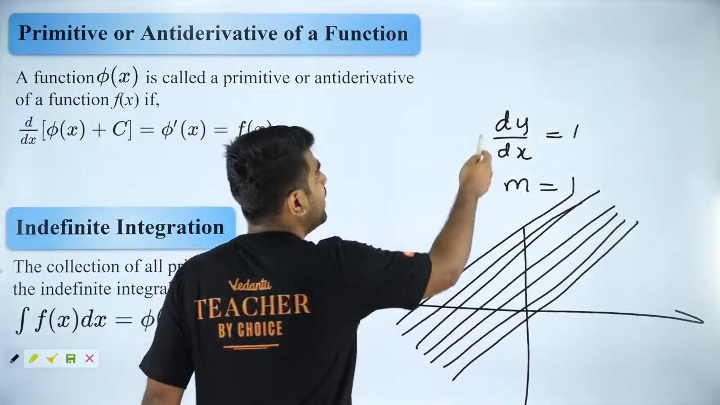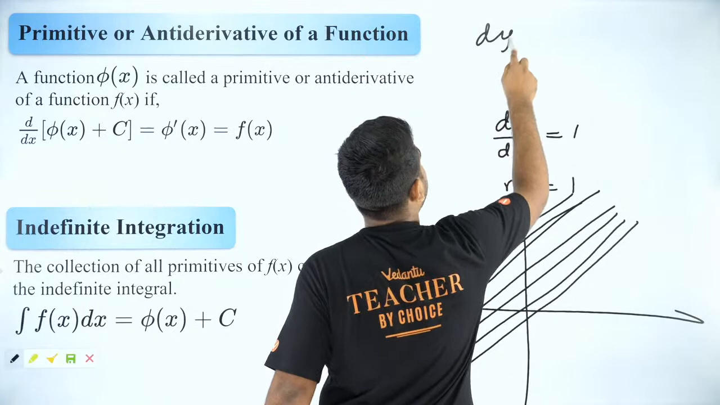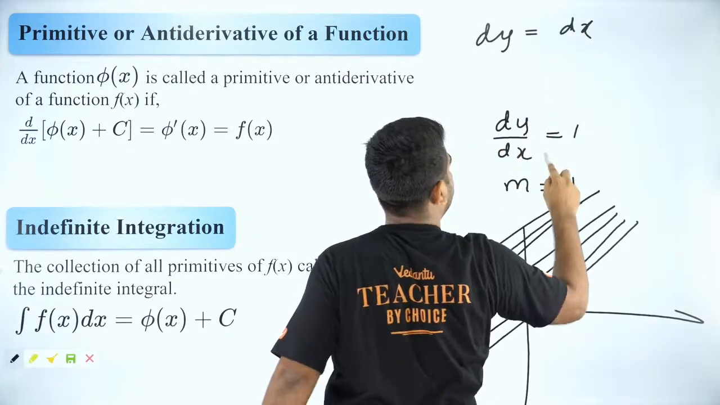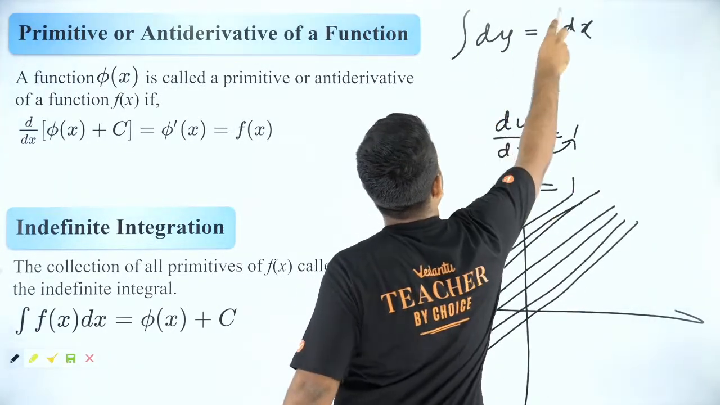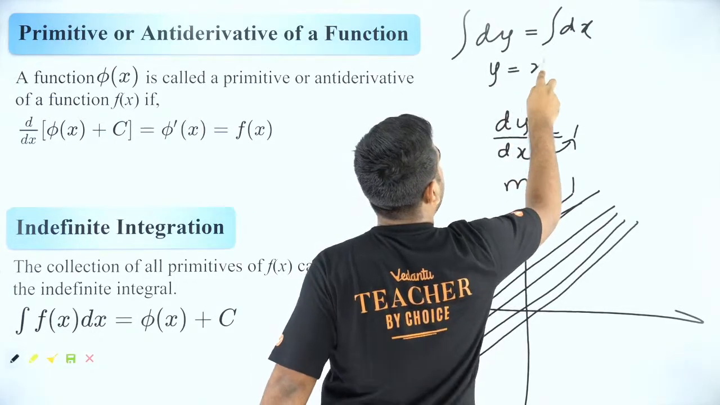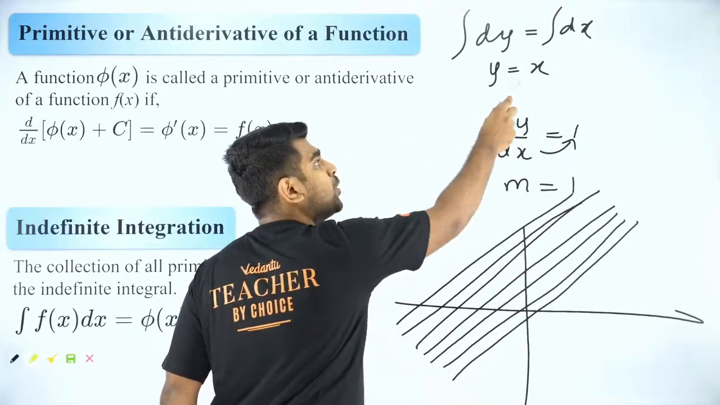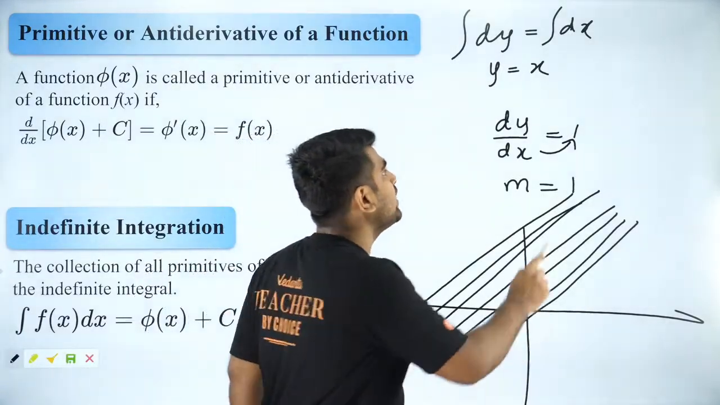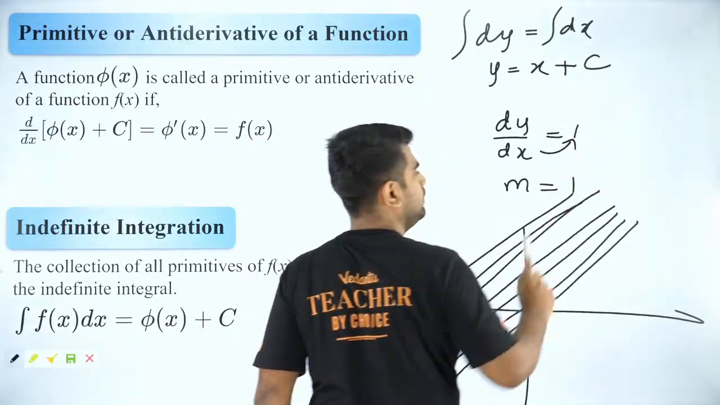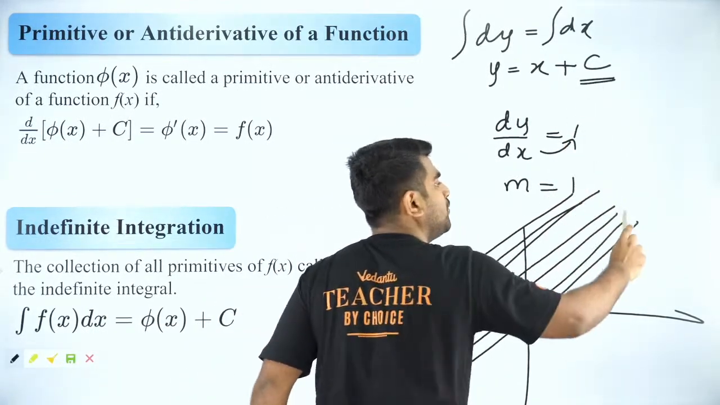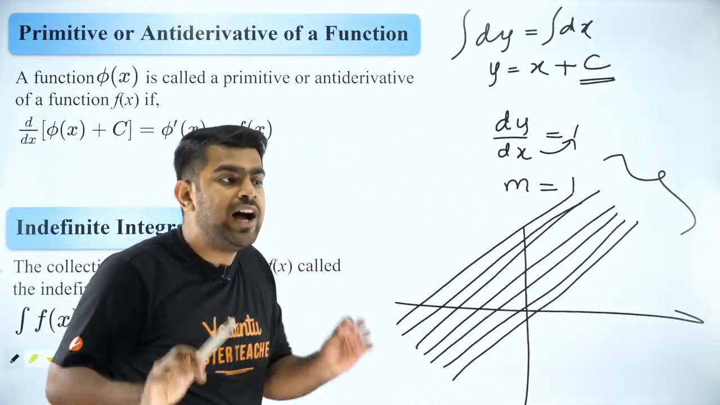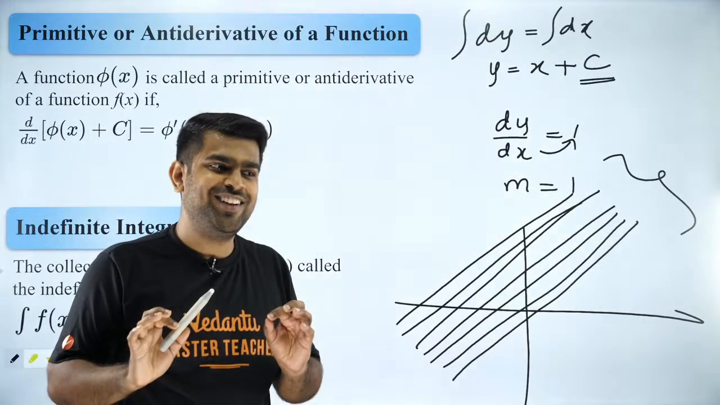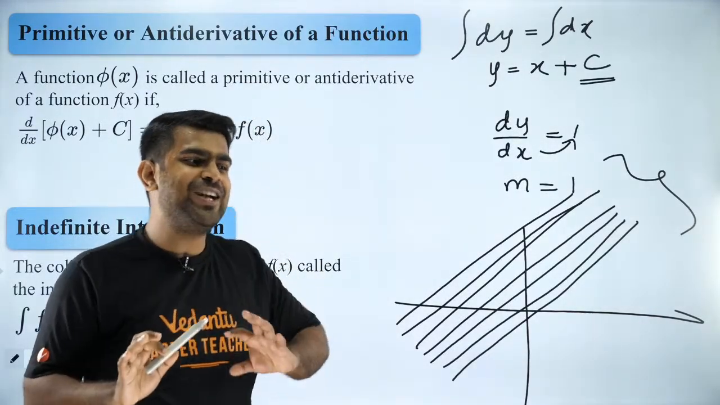That is why when I integrate, dy is equal to dx by taking this to the other side, and if I integrate, I will not put y equal to x, because if I put y equal to x, it's a single line, which is wrong. The correct answer is y equals x plus c. Now the C takes care of these infinite solutions. Are you able to understand that? Isn't it beautiful? Did you guys get it?